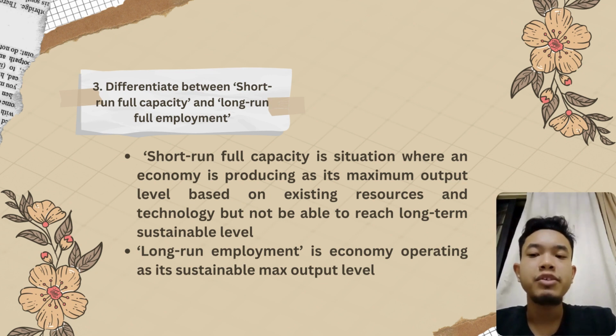The third one, differentiate between short-run full capacity and long-run full employment. The answer is, short-run full capacity refers to a situation where an economy is producing at its maximum output level based on existing resources and technology, but it hasn't reached the long-term sustainable level. The long-run full employment implies that the economy is operating at its sustainable maximum output level, considering full utilization of resources and technological advancement over time.